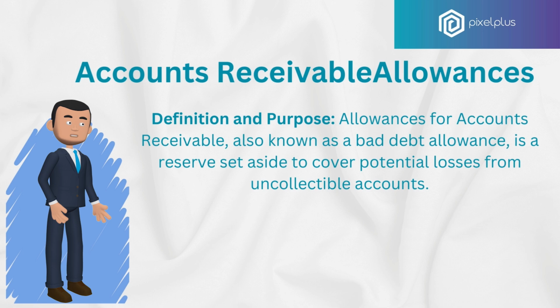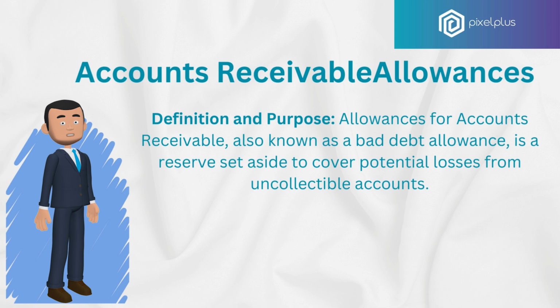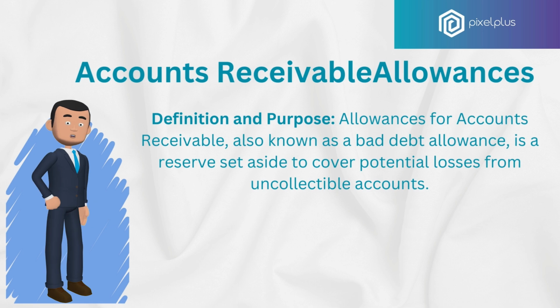a company sets aside to cover potential losses from accounts receivable that may not be collected. This allowance represents an estimate of the amount of receivables that the company expects to be uncollectible due to customer defaults, bankruptcies, or other reasons. The purpose of the allowance for accounts receivable is to present a more accurate picture of a company's financial health by recognizing that not all receivables will be collected.